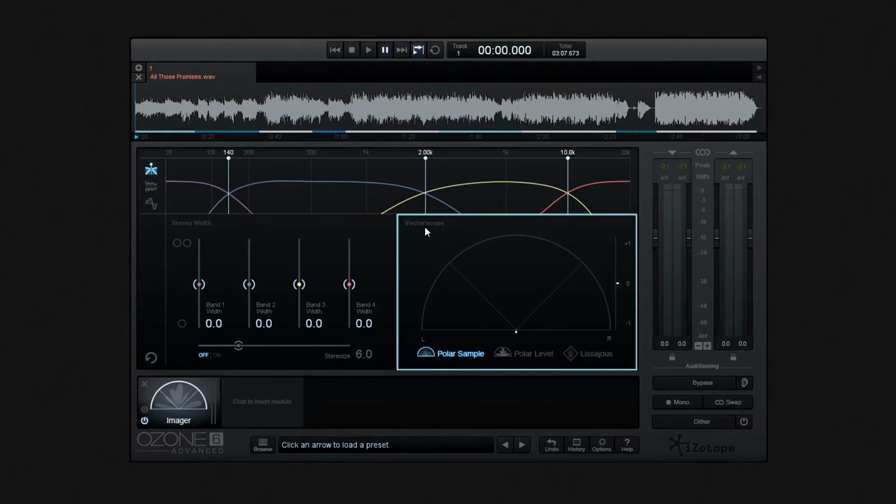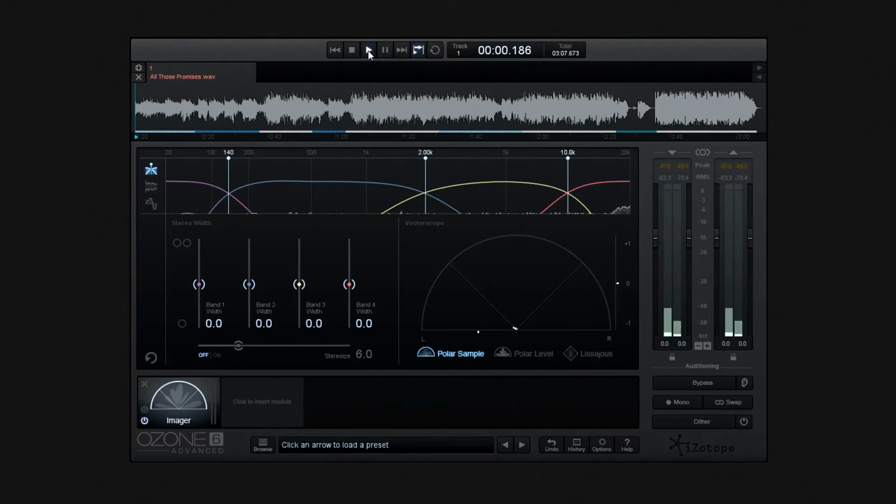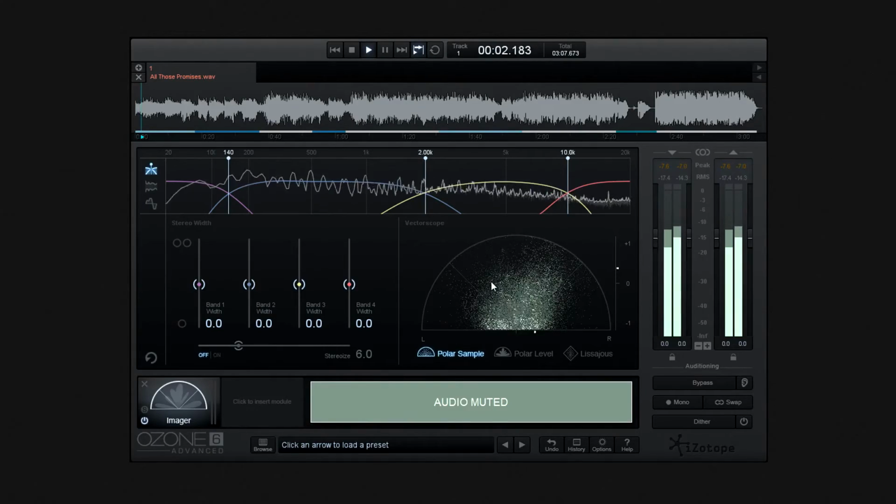point is the Vectorscope here that offers 3 views: polar sample, polar level, and I never know how to pronounce this, so I'm going to call it lissajou. Anyway, regardless of how that is pronounced, you might want to use the polar sample Vectorscope when looking for signal that goes out of phase. During playback, you'll see samples represented by dots.